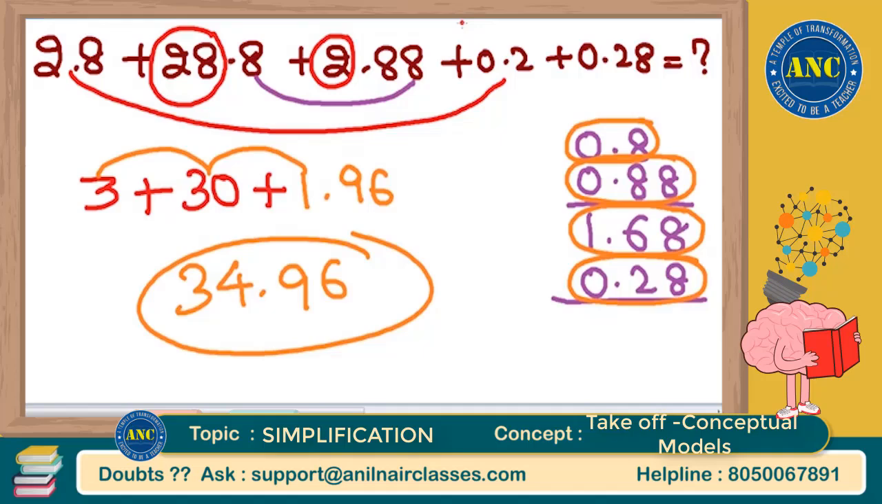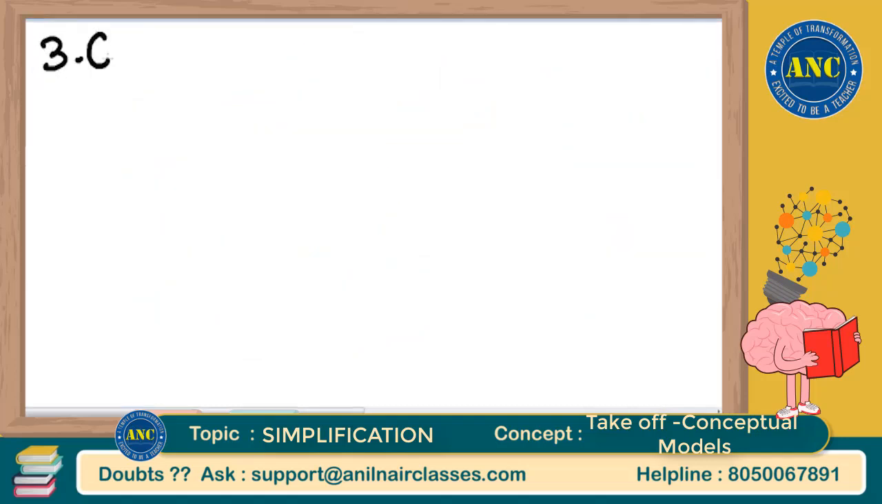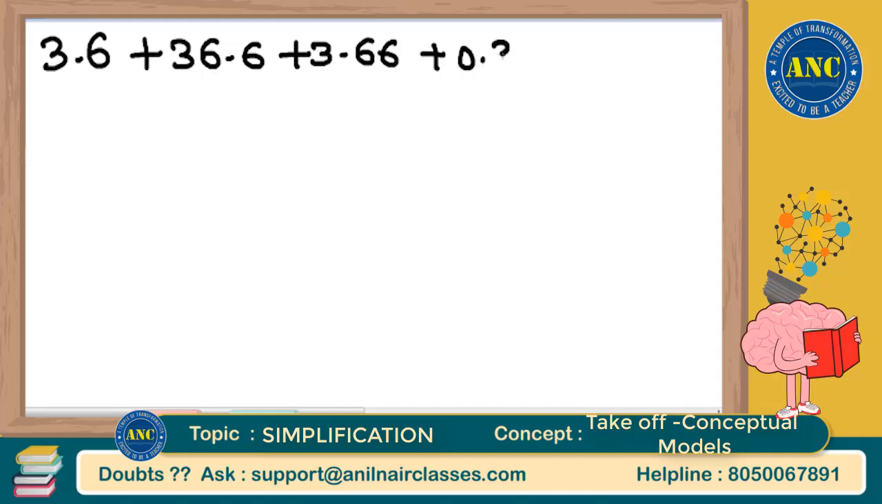Similarly, one more similar kind of question. 3.6 plus 36.6 plus 3.66 plus 0.36 plus 3. I require this entire value. Now again, I want to make it a fancy number, sir. I am so fascinated in making the numbers fancy numbers. I want to have this kind of numbers in my pocket, not all those small amounts, right?